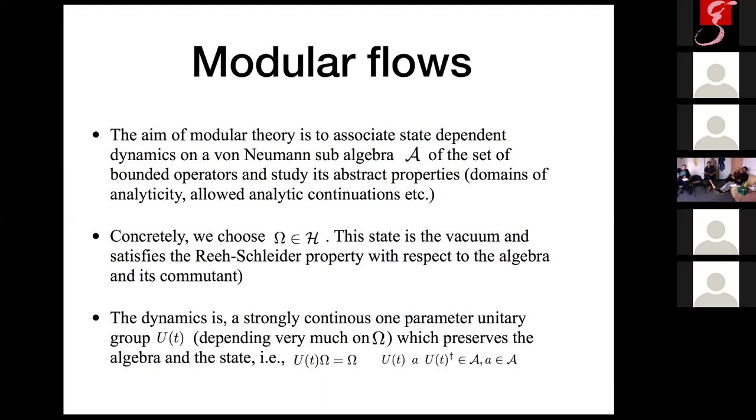And so modular flow is basically a set of unitaries U of t acting on the Hilbert space, which preserve the state. So for all t, U of t omega is just omega. And any element A in the algebra is mapped to another element in the algebra, a t-dependent element. So this is what we mean by a modular flow associated to the state omega for this algebra A.